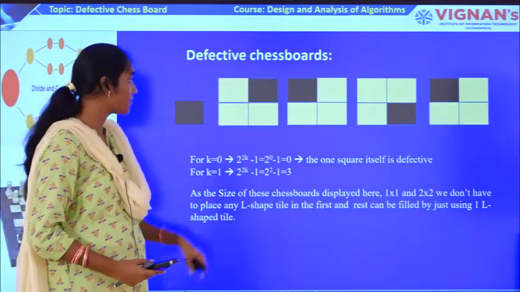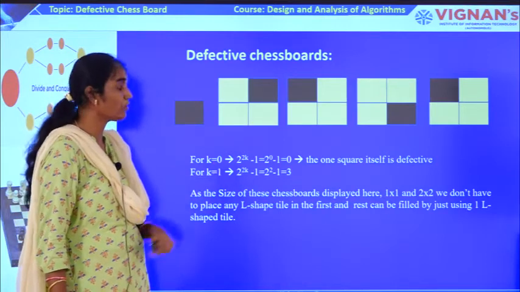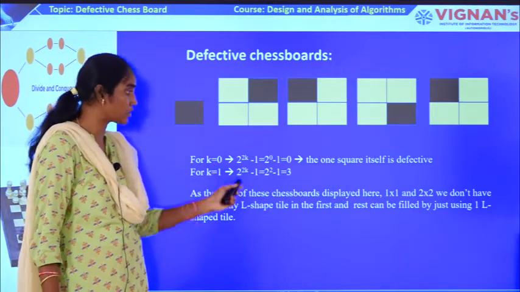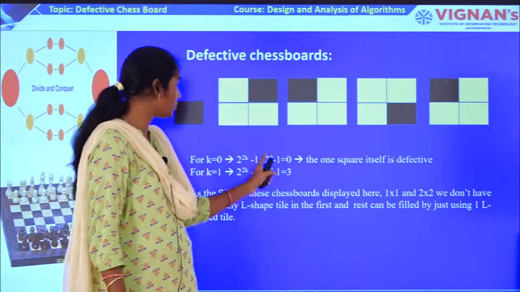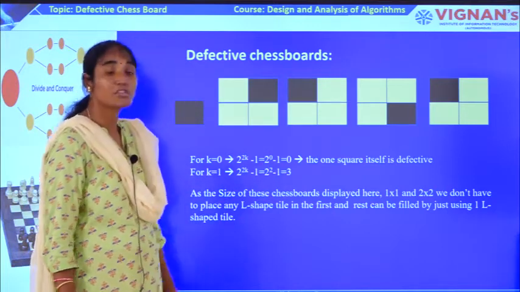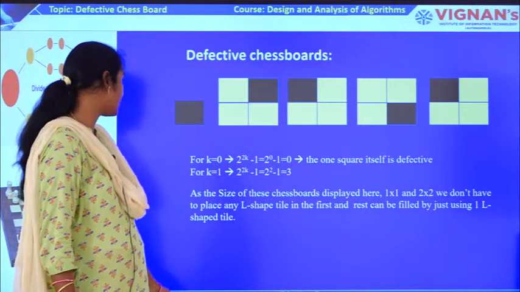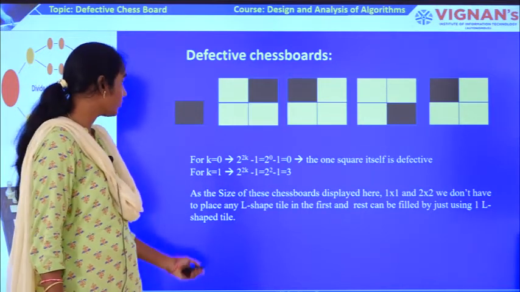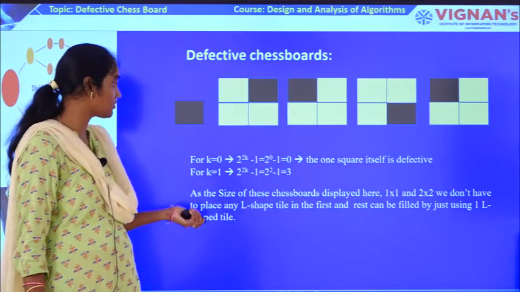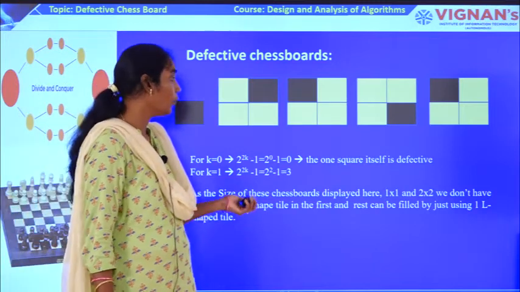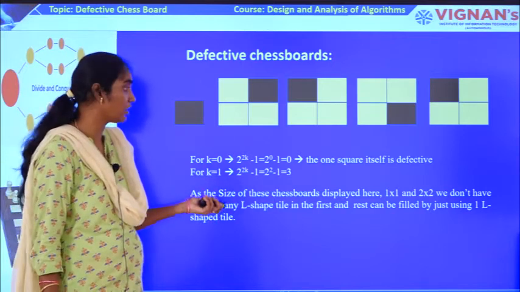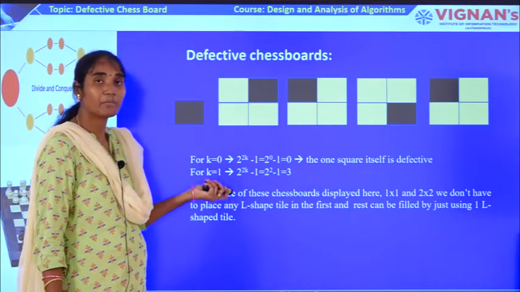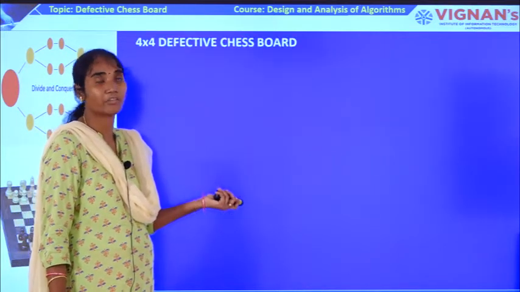Now, for k equal to 0, 2 to the power of 2k minus 1 is 2 to the power of 0 minus 1, which yields 0. The 1 square itself is defective. For k equal to 1, it is 3. As the sizes of these chessboards are displayed here, 1 by 1 and 2 by 2, we do not have to place any L-shaped tile in the first, and the rest can be filled by using L-shaped trominoes.